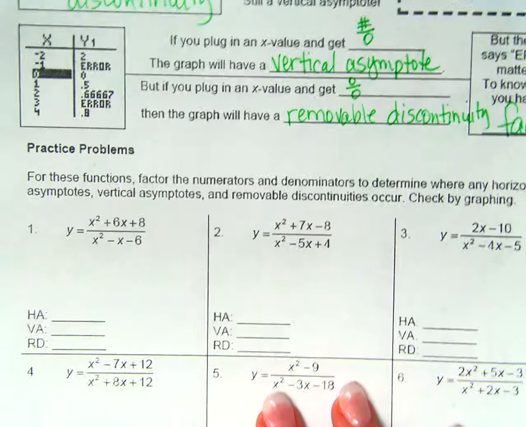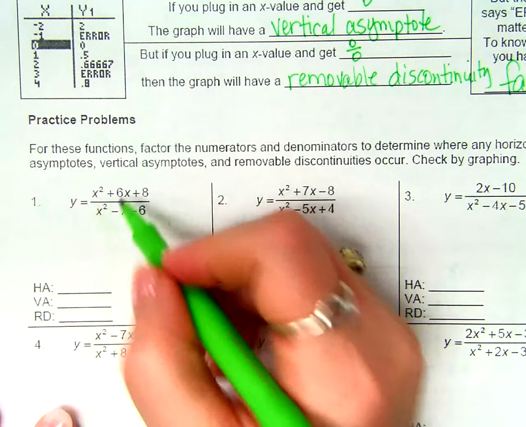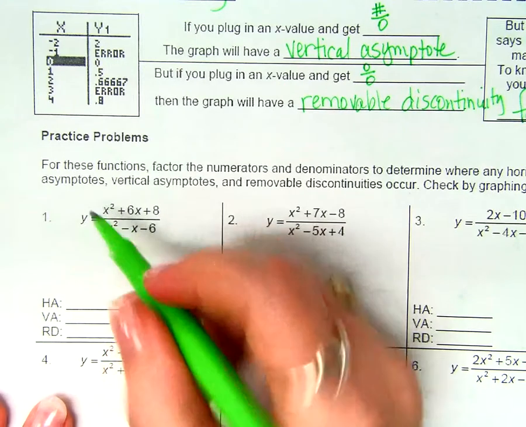So look please at problem number 1. These are your practice problems for tonight. I'll do number 1 with you. The rest of yours are for you to do before tomorrow. Okay? Look at problem number 1. What do I have to do first? Factor. This is nice because it has a leading coefficient of 1.